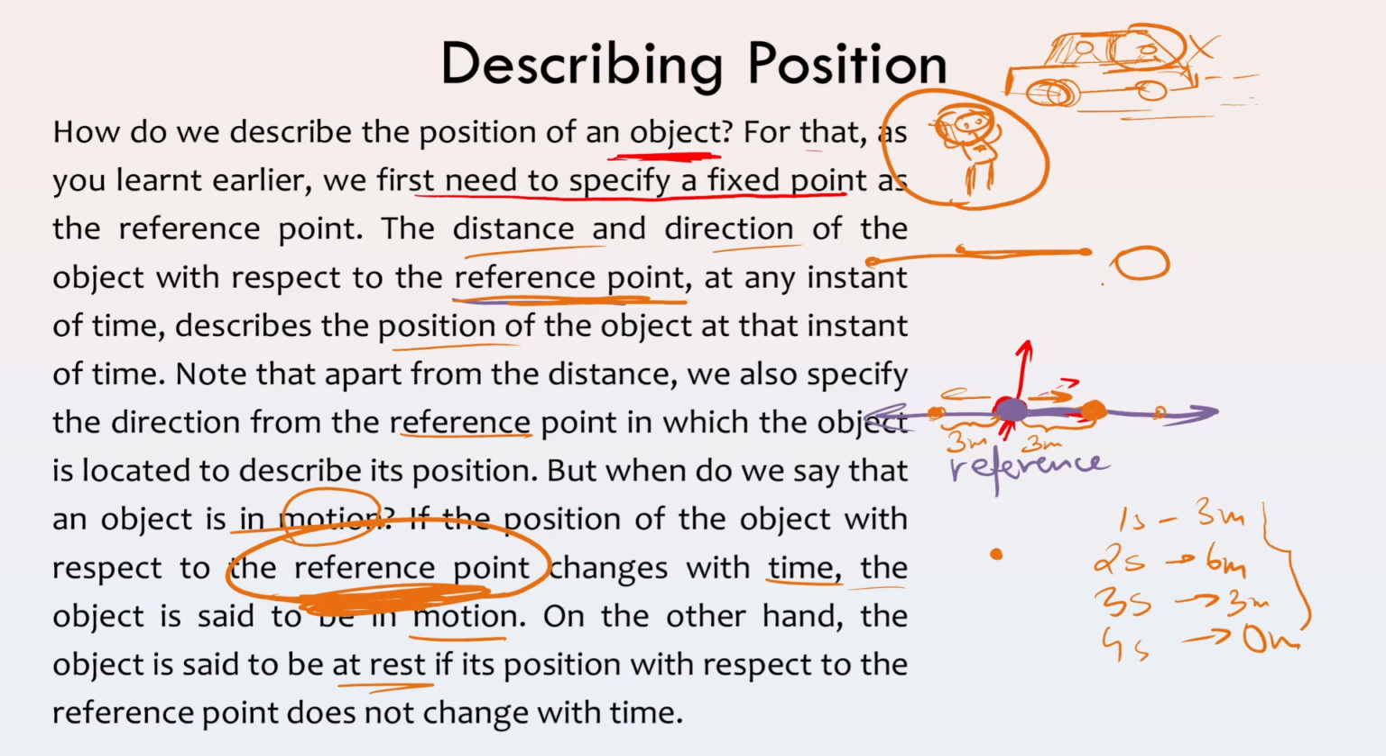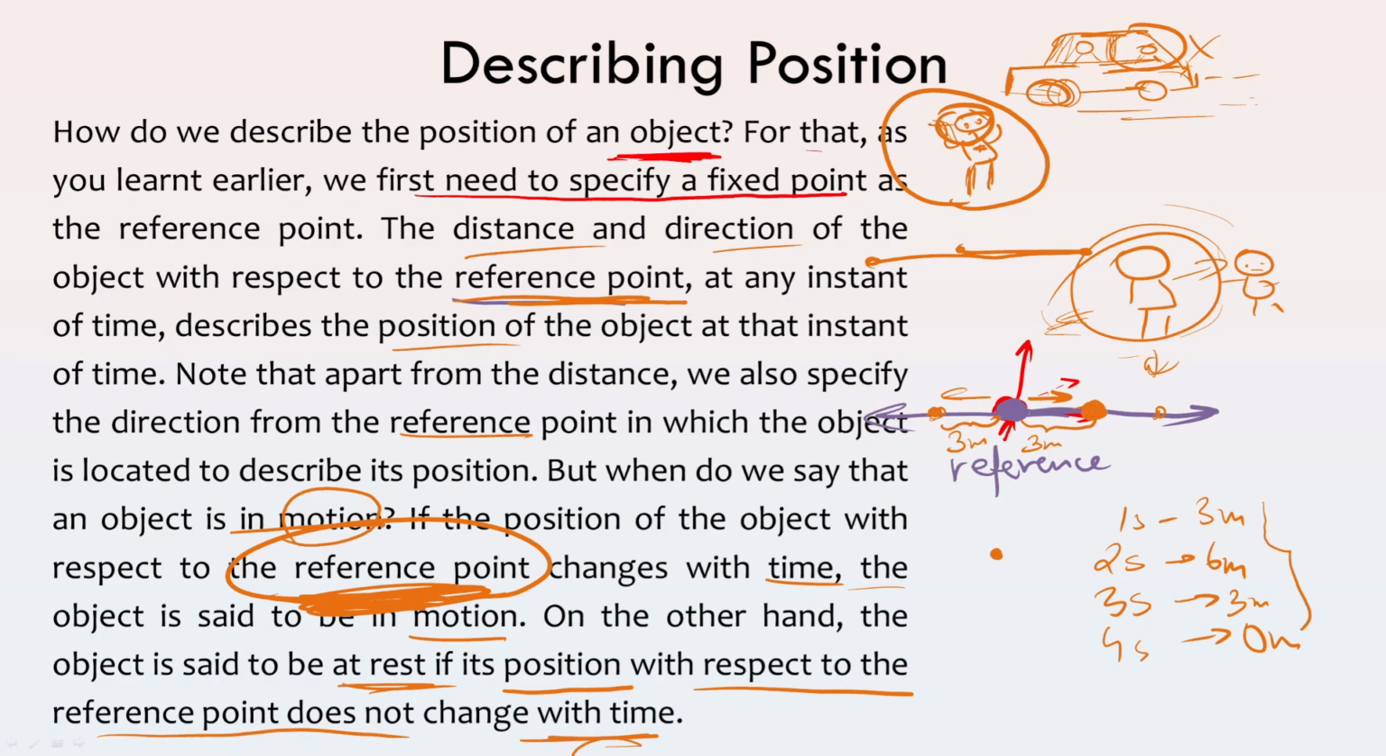Now let us imagine that you're standing here and I'm also watching you standing here. Then you are at rest because you're not changing your position. You're not going here, here or here. You're just standing here. So now you are at rest because your position is not changing. An object is at rest if its position with respect to the reference point does not change with time.